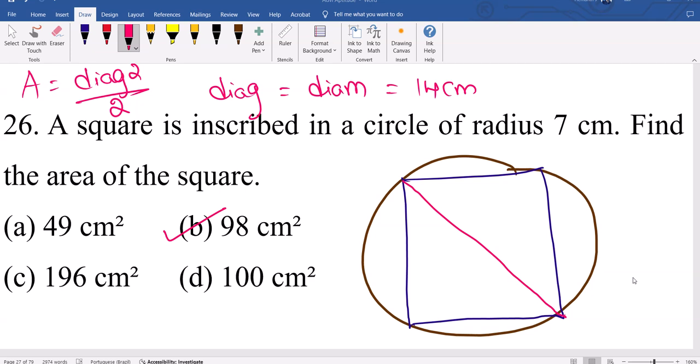Area of rhombus, product of diagonals divided by 2. When both diagonals are equal in a rhombus, it's nothing but a square. That's why diagonal square divided by 2 is for square. You can remember it in that way easily.